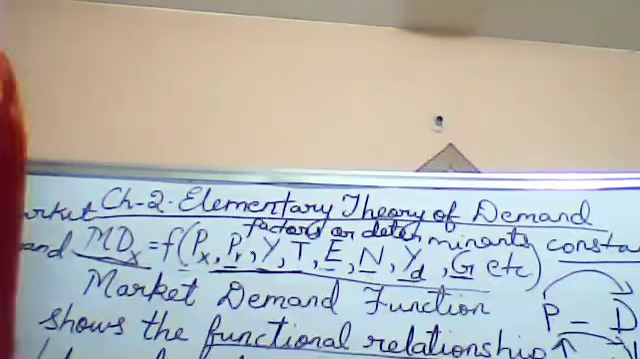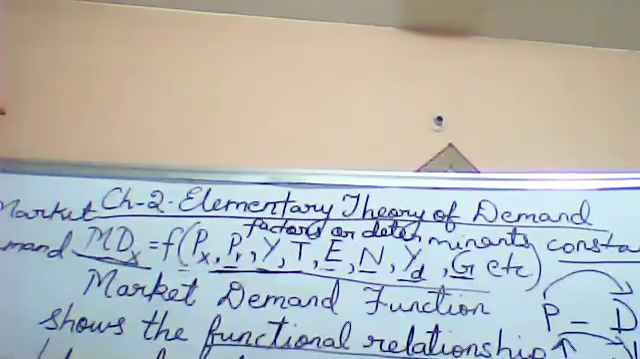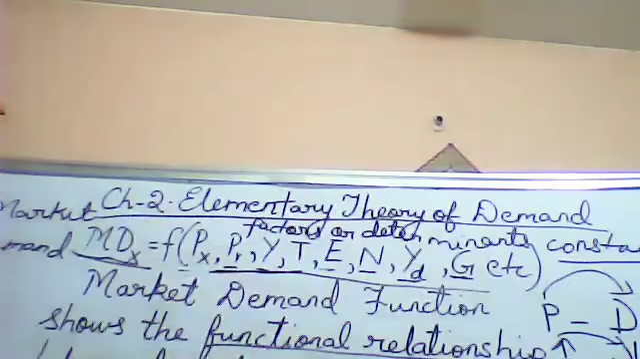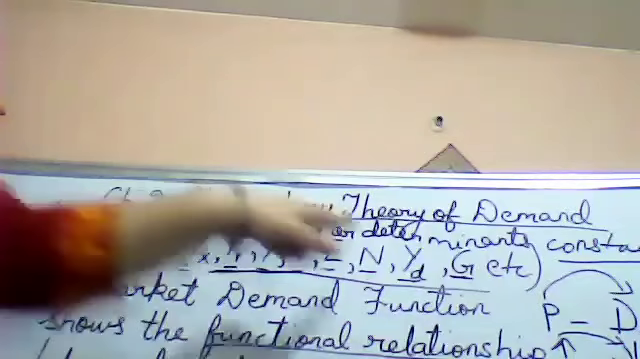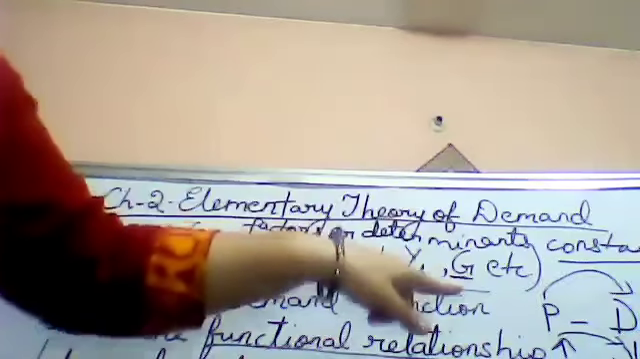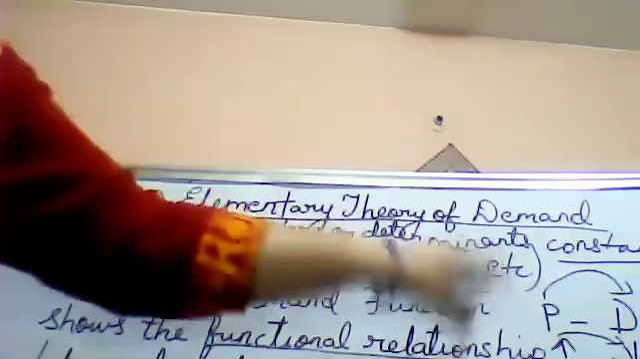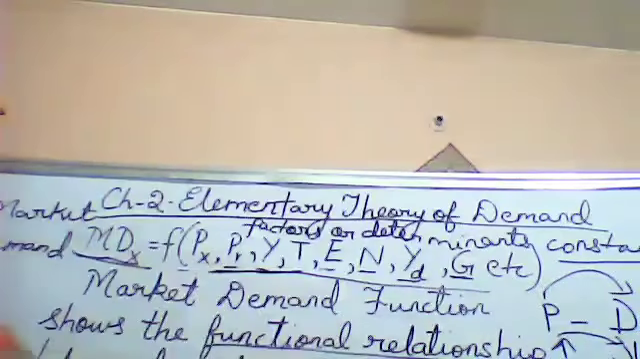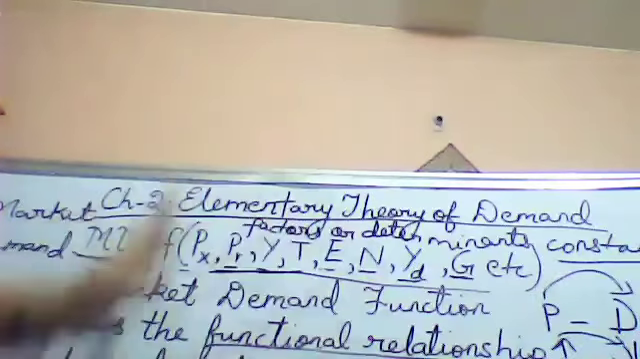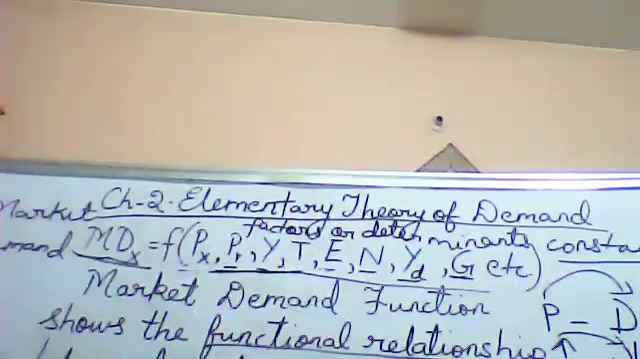Whatever factors affect the individual demand, the same factors affect the market demand also, but there are a few additional factors which you have to study in market demand, like the population, the distribution of income, and the government policy. All these are added to the individual demand factors. Okay, all the factors which affect individual demand also affect market demand, but some additional factors you have to remember.